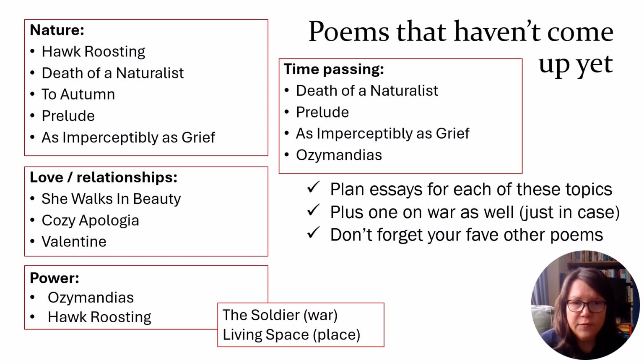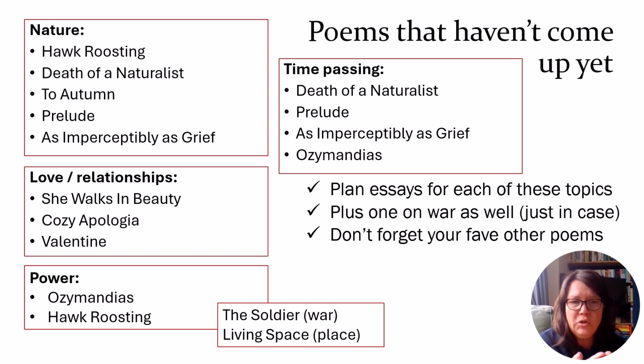There are also a handful of the love relationships poems that haven't been named poems yet, and they could reset that if they want to. In terms of power, Ozymandias and Hawk Roosting are good power poems, and of course there are lots of other poems that have already come up that would work well under power. Time passing, which may not come up because that's quite a difficult concept, although you could have the concept of change. Again, some of those poems fall really nicely into that.